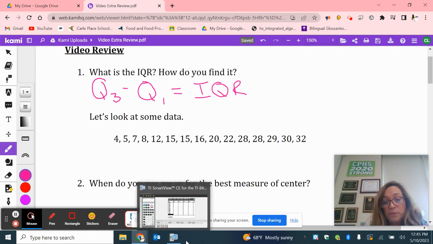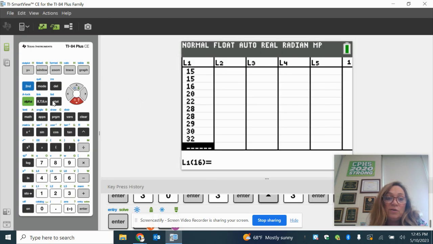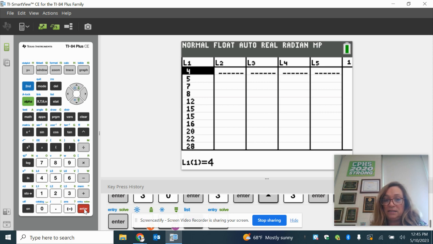So the first thing you would do is type your data into your graphing calculator. You hit stat, enter, type your list. On a test or a quiz or something being graded, you definitely want to double check your typing. So I would go back and check to make sure I typed my list correctly.